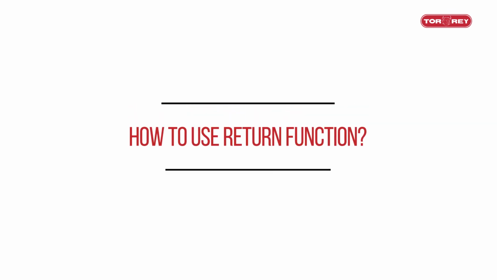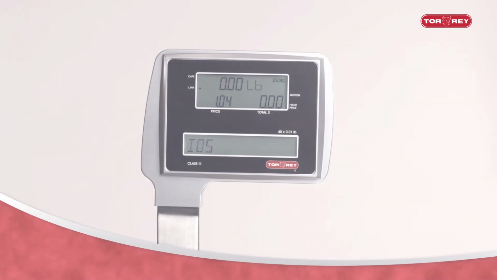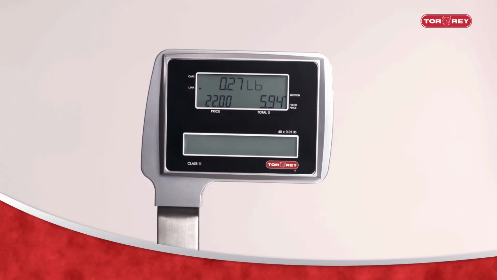How to use the Return function. You select the product to be returned on the scale. Place the weight and press the Return PLU key. The return will be made.